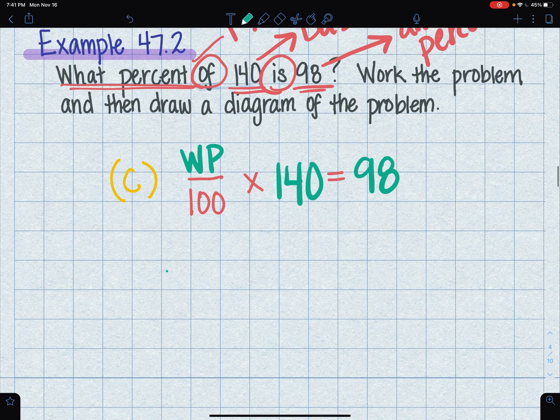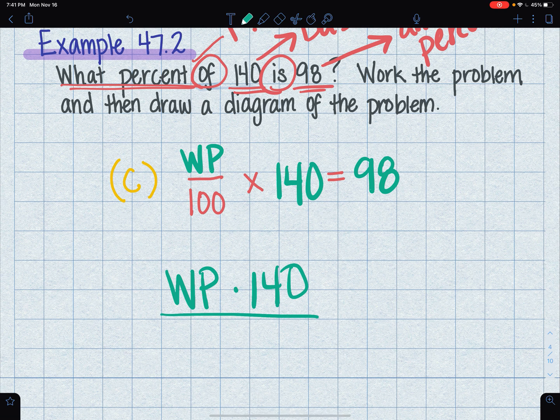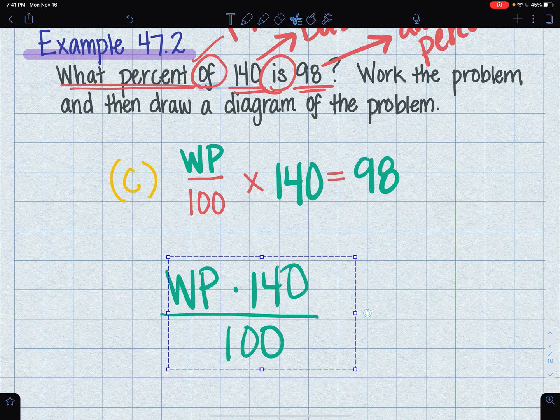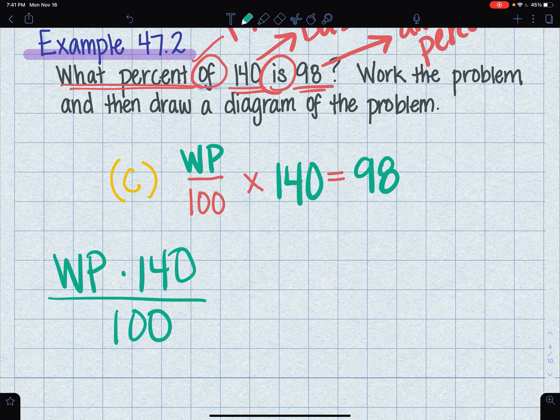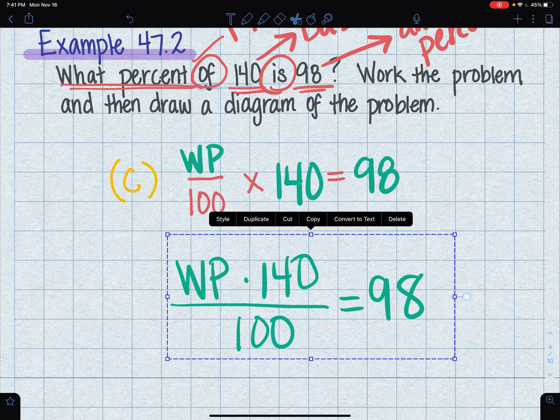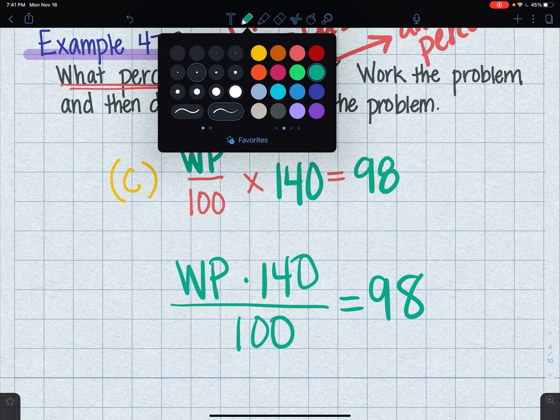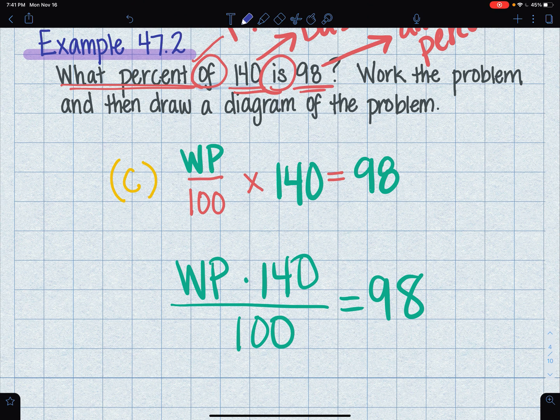So the way they did it in the book, it's kind of like writing the equation like this. And you know from the commutative property, it's totally okay to rewrite it like this because all you're doing is multiplication and division on this side. So no biggie if you want to change it around like that. So that's what I'm going to do. I'm going to change it around. And then I'm going to put equals 98. And then let's do it this way. What we're going to do is I'm going to multiply by 100 over 140.